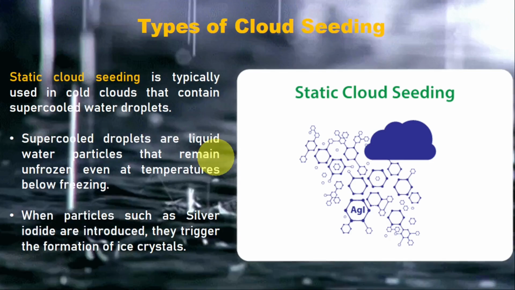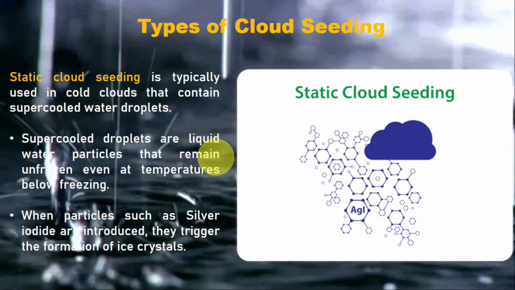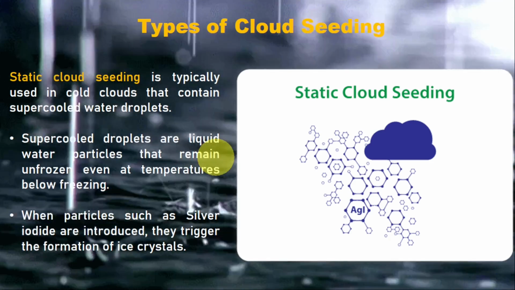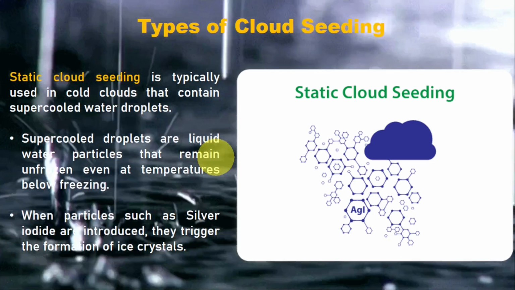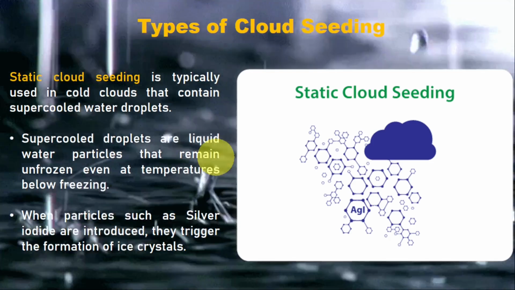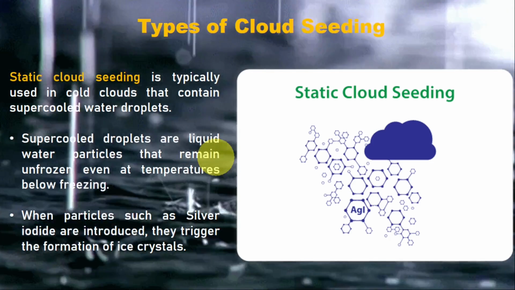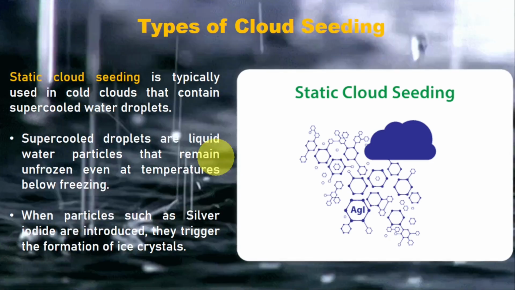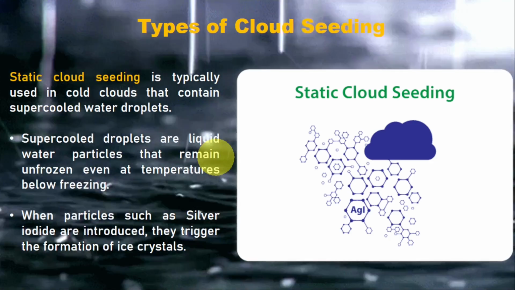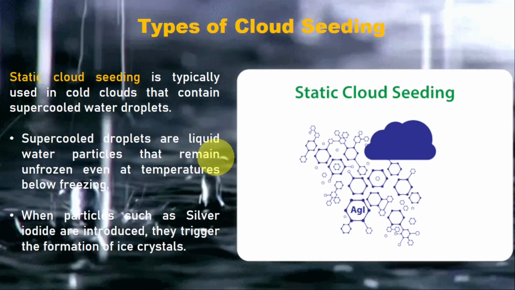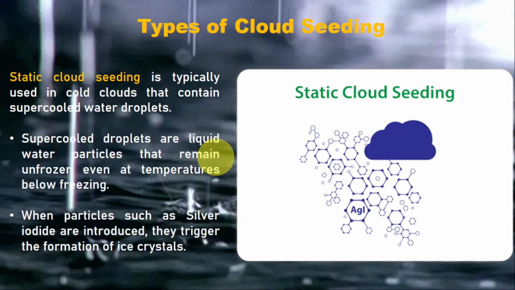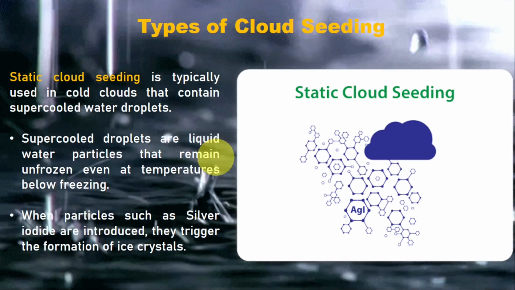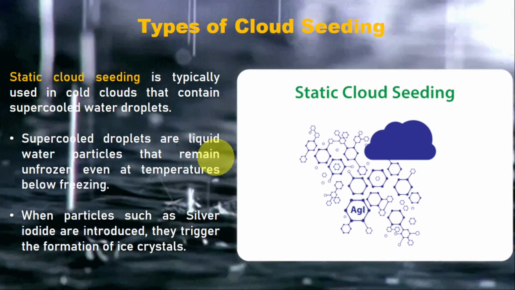So let's go into types of cloud seeding. We have three types. We have static cloud seeding, which is typically used in cold clouds that contain supercooled water droplets. What are these supercooled water droplets? They are just liquid water particles that remain unfrozen even at temperatures below freezing point. So when you introduce particles such as silver iodide, they trigger the formation of ice crystals.